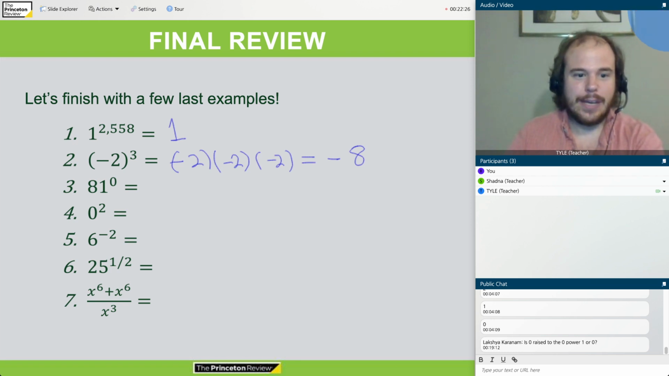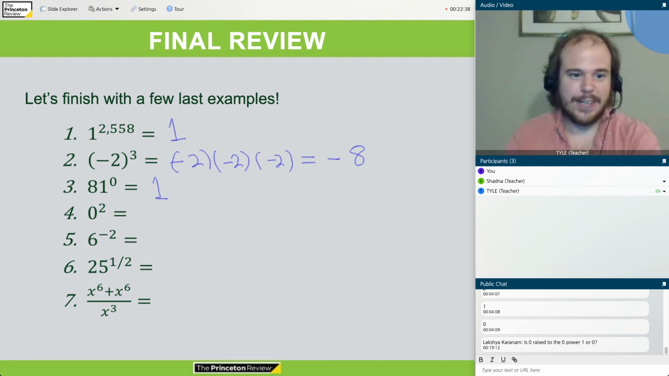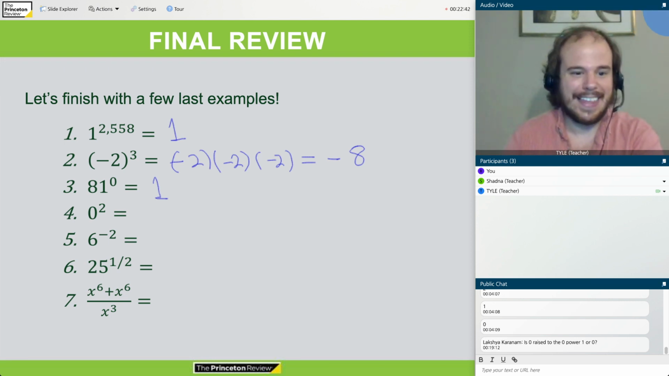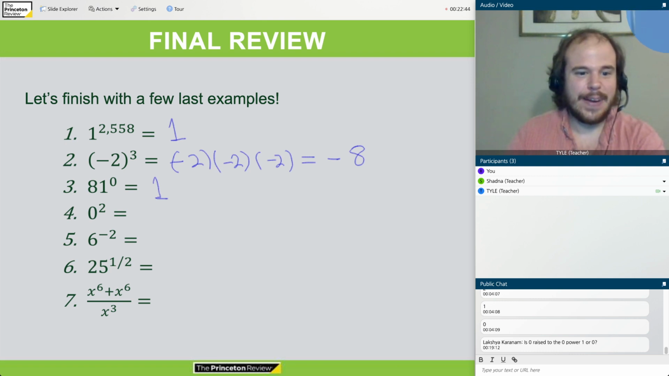What about 81 to the 0th power? Remember, anything raised to the 0th power is always 1, because this is like saying we're multiplying 81s times each other. And when we don't multiply any 81s, we're just left with 1, since we're not multiplying anything. 0 squared is just 0 times 0, and 0 times 0 is 0.